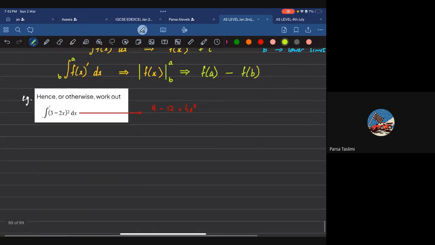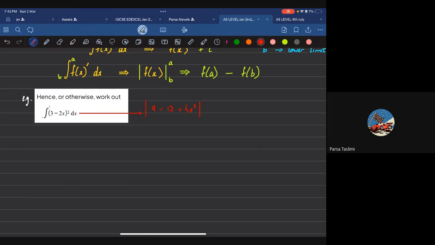So now what you're going to do is that I'm going to place this in this sort of a box. And I'm going to state that the upper limit is 5, lower limit is 3, and this is going to be written down here as 9 minus 12 plus 4 times 5 whole squared.